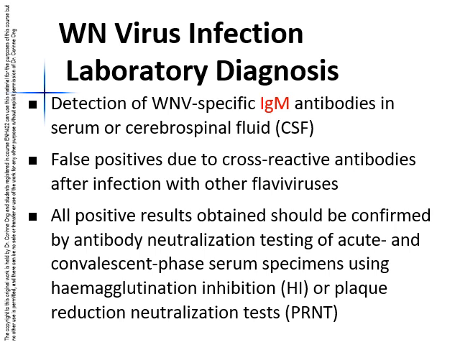Lab diagnosis of West Nile virus infections is determined by serological tests that detect West Nile virus specific IgM antibodies in serum or cerebrospinal fluid. There can be false positives due to cross-reactive antibodies after infections with other flaviviruses. All positive results obtained need to be confirmed by antibody neutralization testing of acute and convalescent phase serum specimens using hemagglutinin inhibition or plaque reduction neutralization tests.